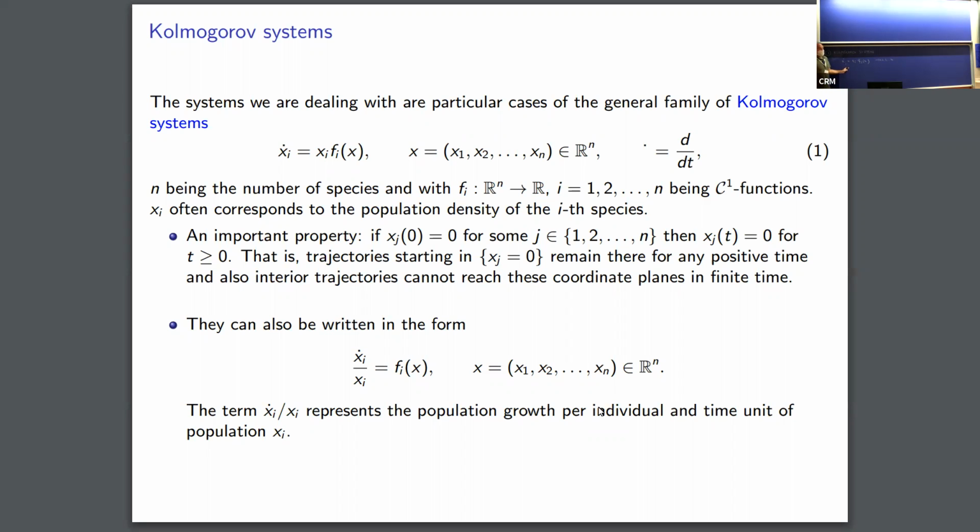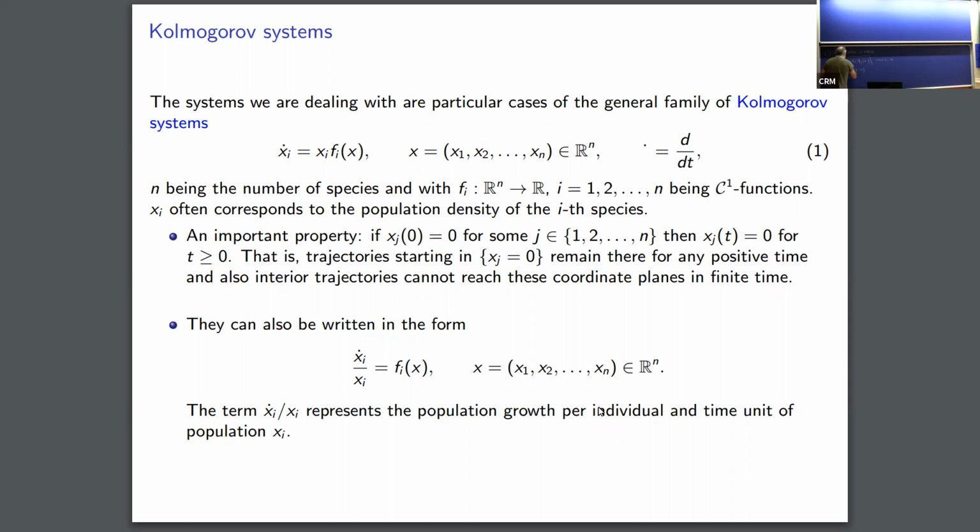Usually, instead of working with them in this way, in many cases I will just take this x_i, dividing here, and this is just referring to the relative growth of a species regarding its size, and this is something which depends on the rest of the species. Okay.